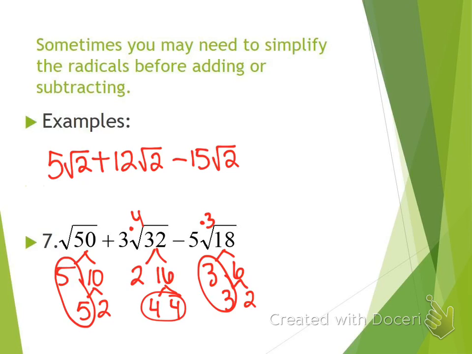Now, it just so happened on both of these examples that we ended up with all square root 2s. It is not always going to happen that way. Okay, but the point of this exercise is that we have to simplify our roots first and then decide if we can combine any of them or all of them. Can we combine any or all of these? Yes, you can combine all of them. So we have 5 plus 12, 17, minus 15. 2 square root 2. Good. 2 root 2.